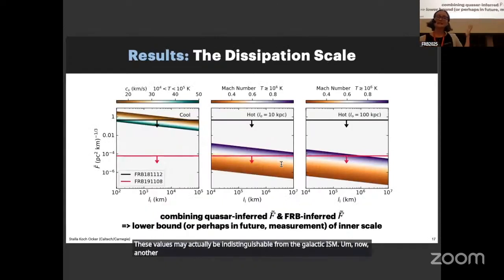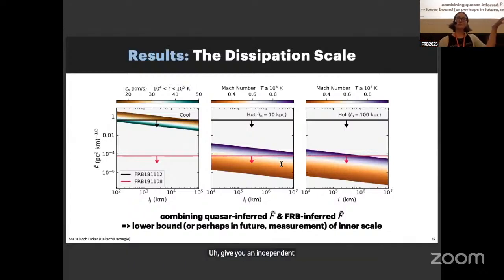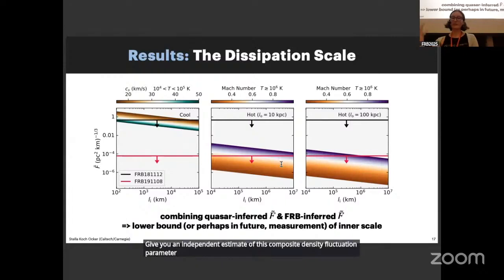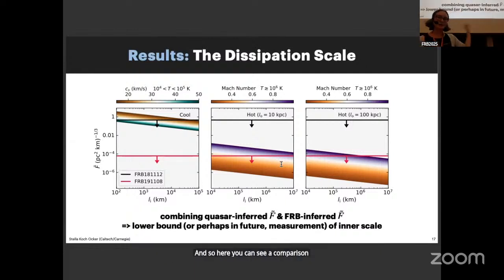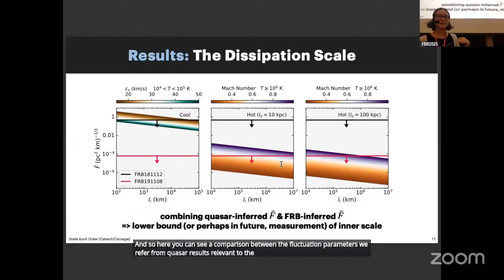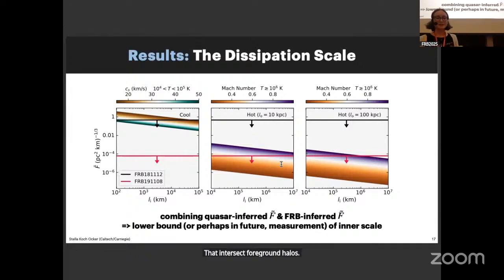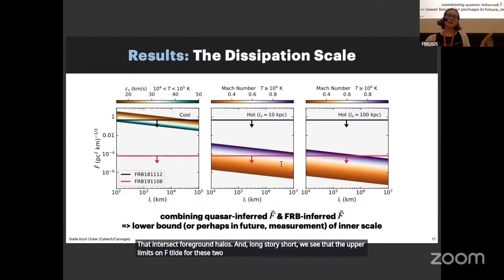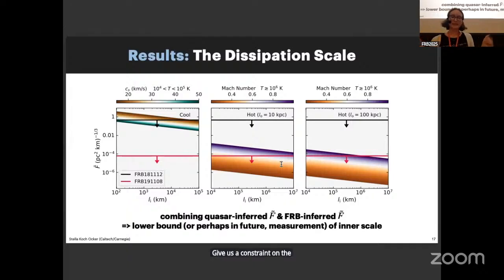Now, another fortuitous thing is that because these quasar observations give you an independent estimate of this composite density fluctuation parameter from the FRBs, you can actually combine the two to place a constraint on the dissipation scale of the turbulence. And so here you can see a comparison between the fluctuation parameters we infer from quasar results relevant to the cool and hot gas compared to two different FRBs that intersect foreground halos. And long story short, we see that the upper limits on F tilde for these two FRBs give us a constraint on the dissipation scale that's comparable to plasma kinetic scales.